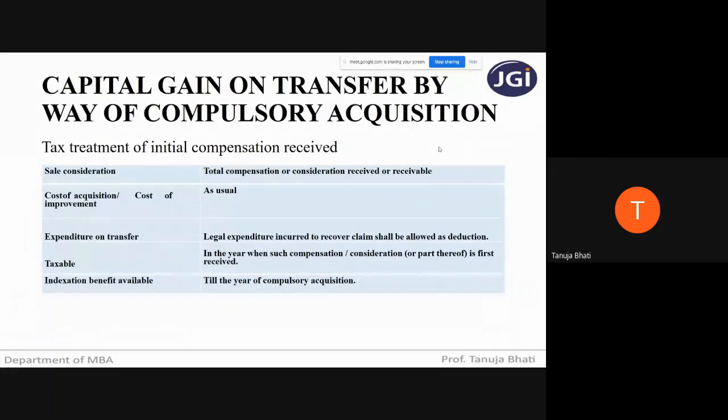Now, yesterday in our previous lecture, we had left a particular part under computation of capital gain, that is capital gain on transfer by way of compulsory acquisition. You know that compulsory acquisition means where your property or your capital asset is compulsorily acquired under any law. Under any law, if your capital asset has been acquired, it is regarded as a transfer and capital gain arises.